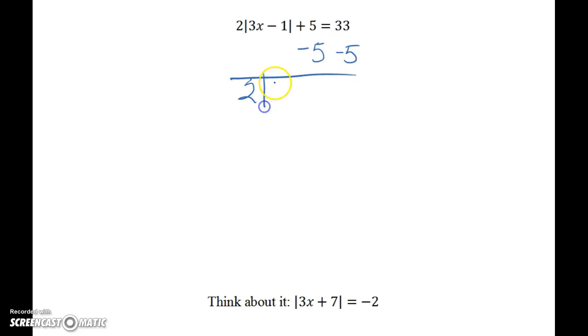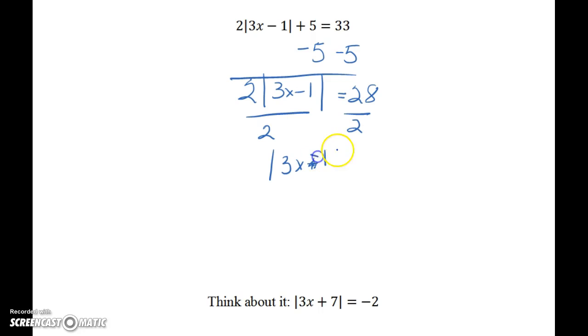So we're left with 2 times the absolute value of 3x minus 1 equals 28. And then we're going to divide by 2. So that eliminates everything except the absolute value things from that side of the equation. Sorry, that should be a negative. Equals 14. At this point, we're going to make two equations. So we have 3x minus 1 equals 14, and we have 3x minus 1 equals negative 14.